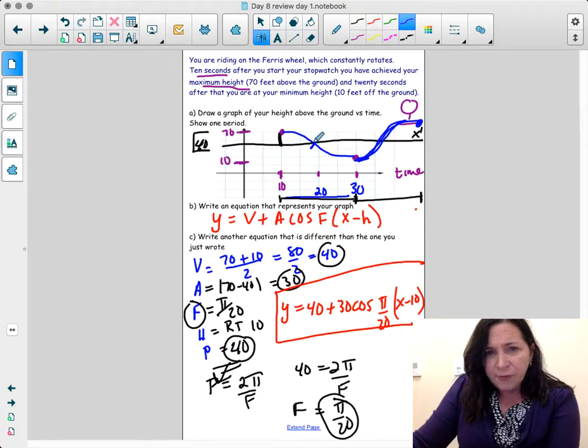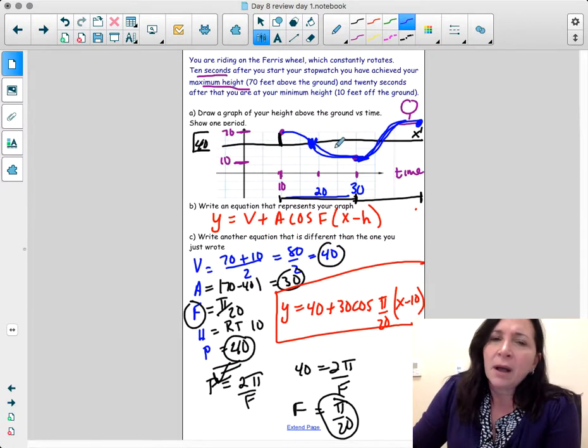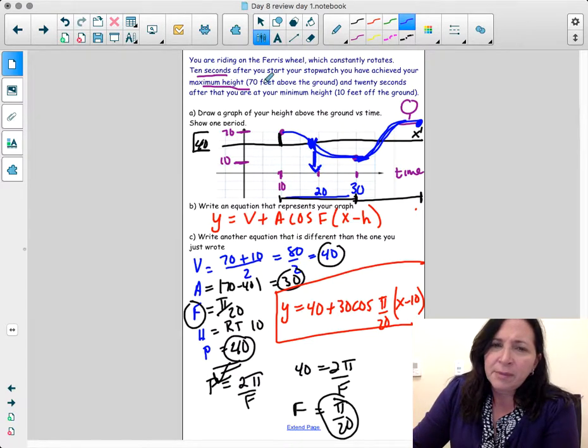But just for fun, let's make this a negative sine, because sine usually starts in the middle, goes up, goes down, right? Starts at 0, ends at 0. But this would be a negative sine wave. And the shift, remember, would also be different. All the numbers would be the same except for those two things.